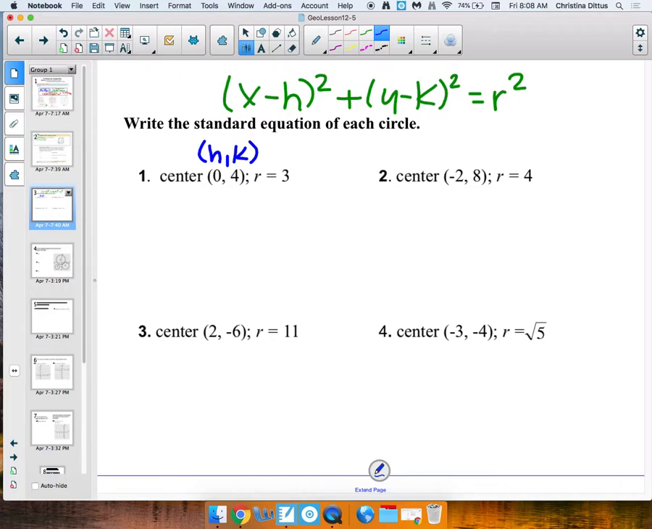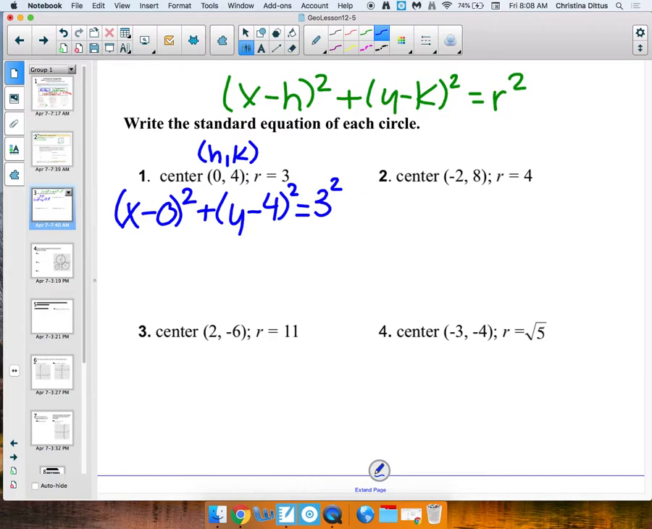So we have x minus, what am I going to plug in for h? 0. Squared plus y minus, what am I plugging in? 4. Squared equals 3 squared. Okay. Questions, why put what where? You don't have to solve it. No, we do. Questions so far?